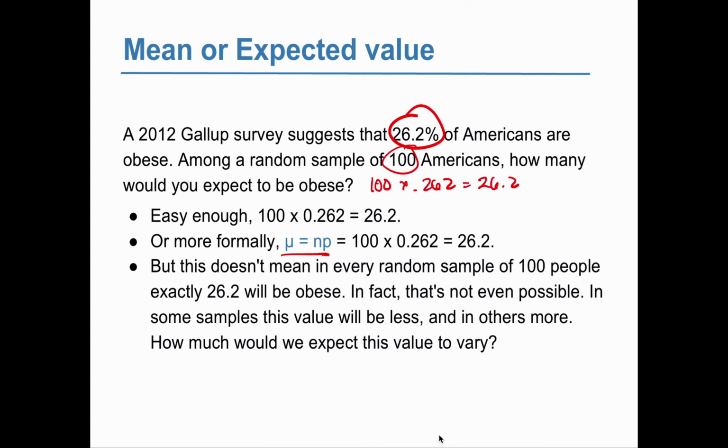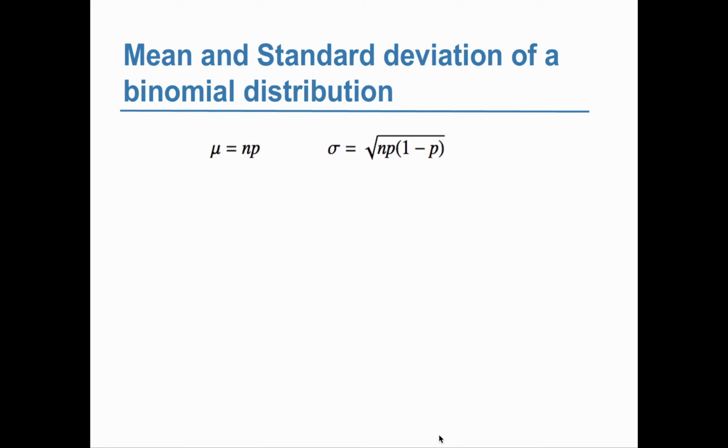How much would we expect this value to vary? That's the standard deviation. And so this is your standard deviation formula. It is beautifully simple. Love this formula. Appreciate this formula. Right? Square root of n times p times 1 minus p. So our n was 100 and our p was 0.262. So the standard deviation is going to be the square root of 100 times 0.262 times 1 minus 0.262, which is 0.738.